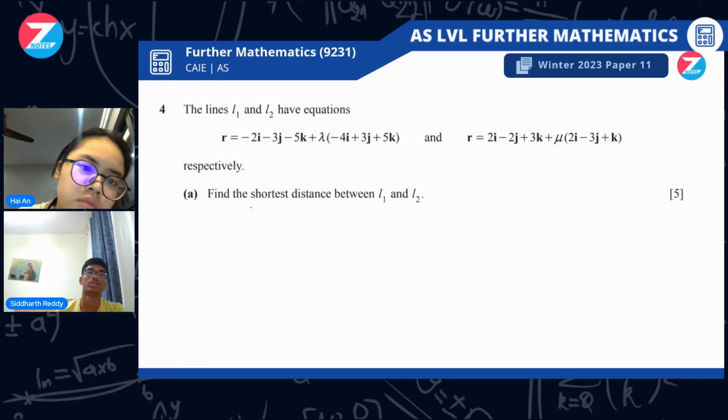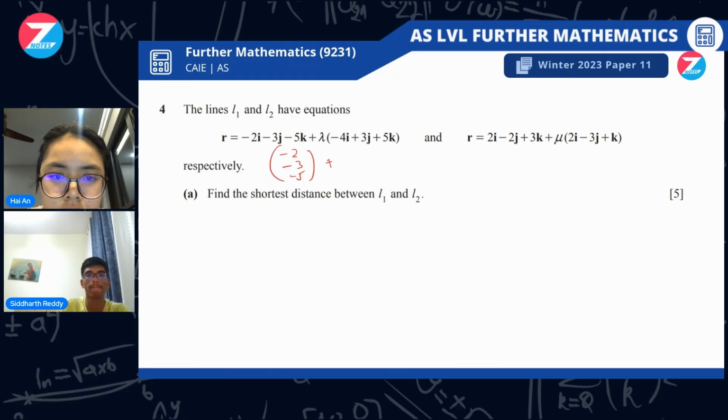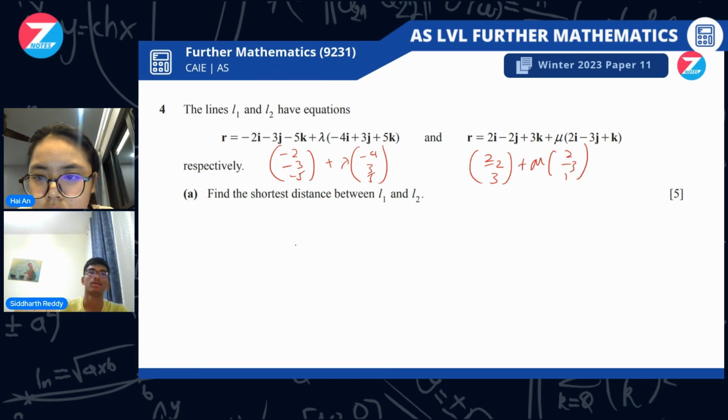So we move on to the next question. So the lines L1 and L2 have equations r = (minus 2, minus 3, minus 5) plus lambda times (minus 4, 3, 5), and r = (2, minus 2, 3) plus mu times (2, minus 3, 1). So find the shortest distance between L1 and L2.